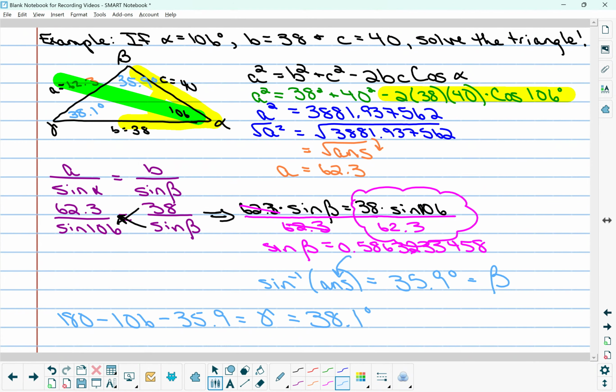Now, here's the way you would use it if you're given all three sides. So here's an example.